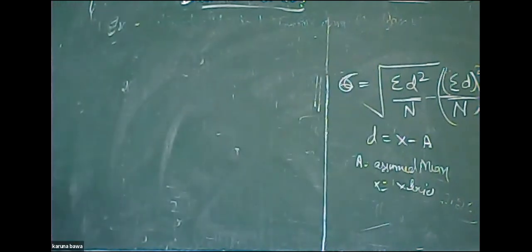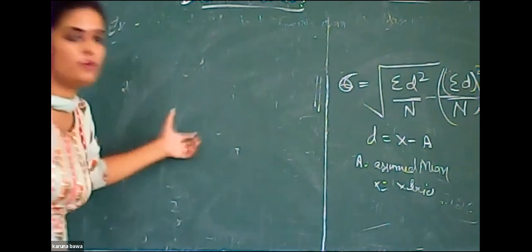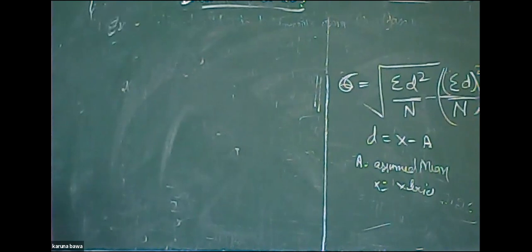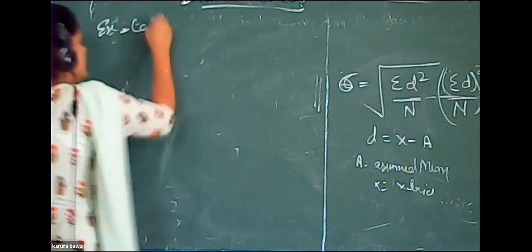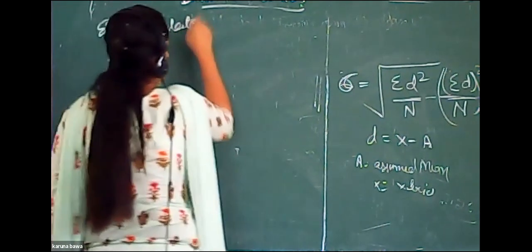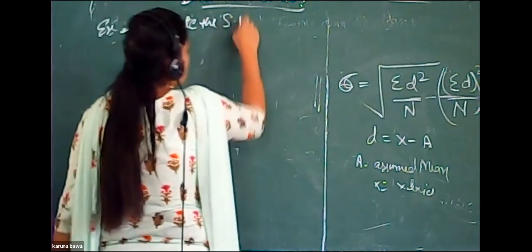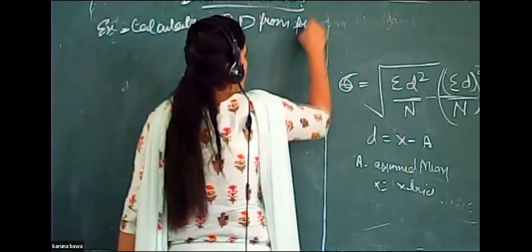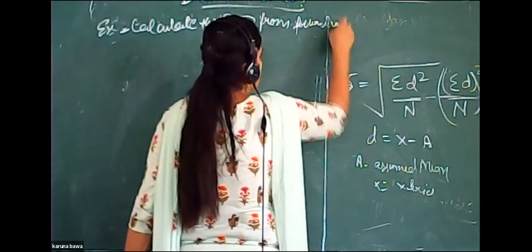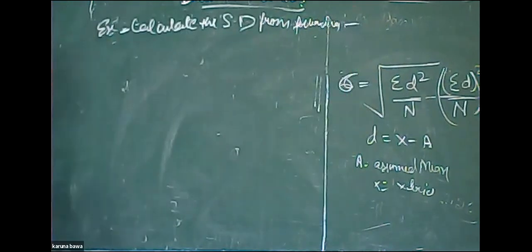So on the other hand, as we know, any one item in the series can be taken as the assumed mean, which is denoted with the A value. So let's start with the example. Calculate the standard deviation from the following series.